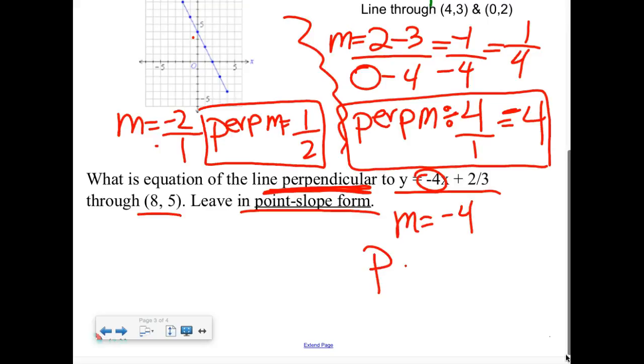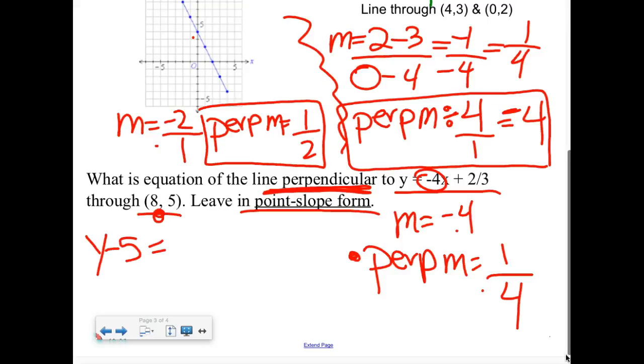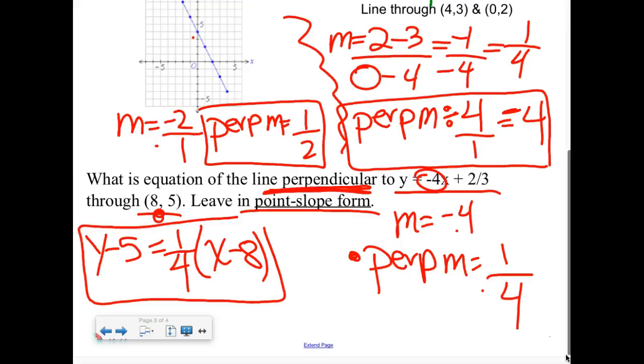So that means my perpendicular slope, I need to flip it. So it's going to be 1/4. And since the original starts off negative, this one is now positive. I then am going to take my perp slope, I'm going to take my point, and I'm going to put it into point slope form. So I'm going to have y minus 5, my slope is 1/4, and we're going to have x minus 8. And that is our answer.